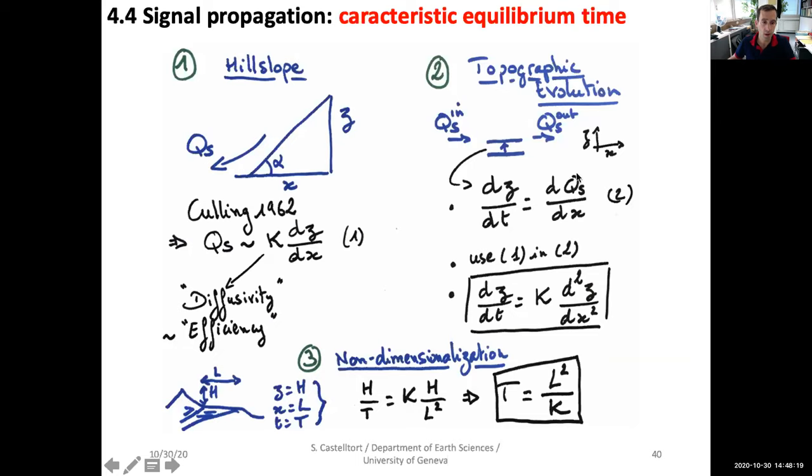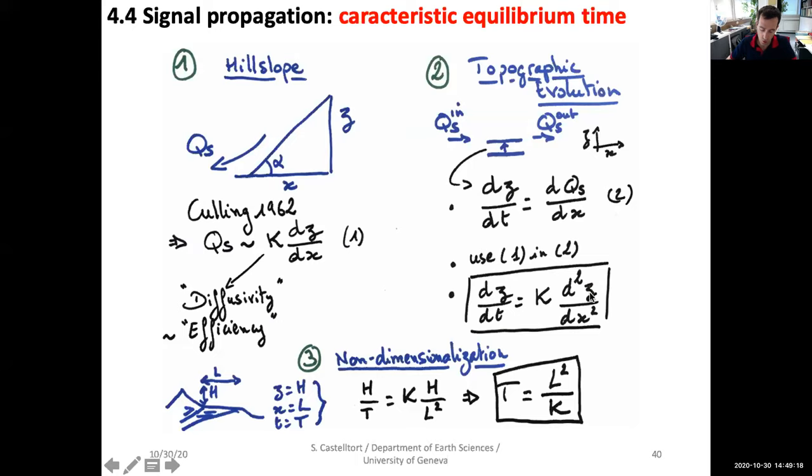And you see that I have QS here and QS here. So dz over dt, I can express in terms of dQS over dx. I put this instead of QS. K is a constant, so it gets out. You remember that when you do a derivative, if there is a constant, it's out. And then I have dz over dx, and I derive dz over dx over dx. So I have d squared z, d2z over dx squared. This equation here is what's called a partial differential equation, which you can use to study the evolution with time of a topographic surface as a function of diffusivity, for instance.